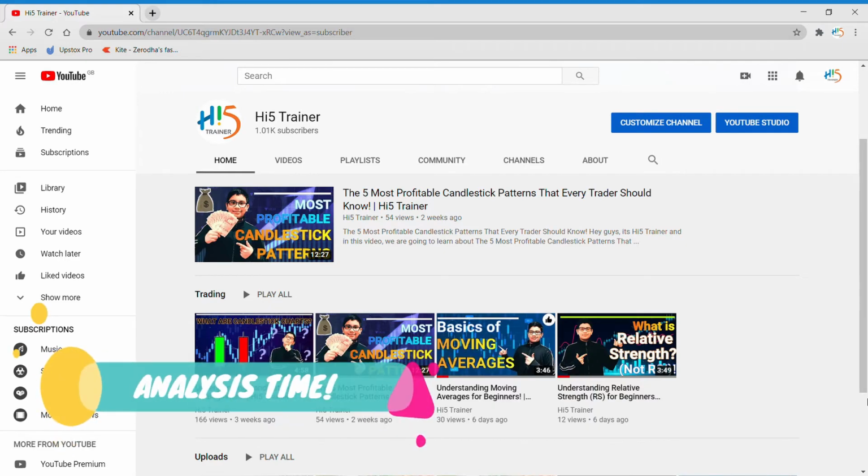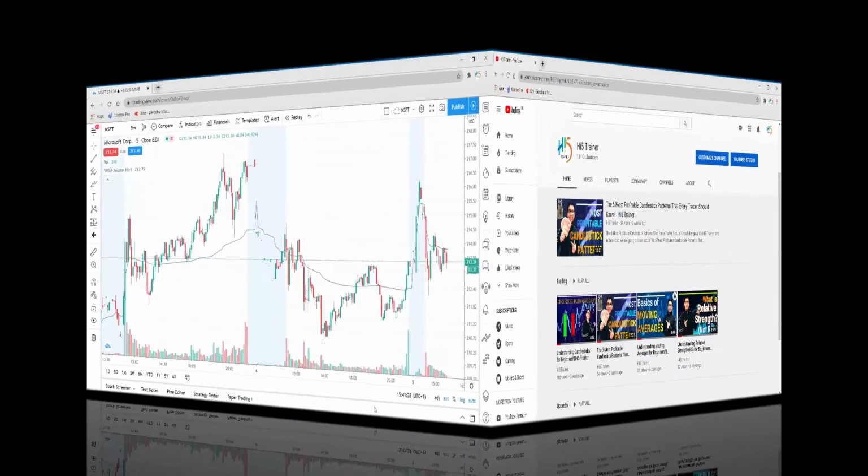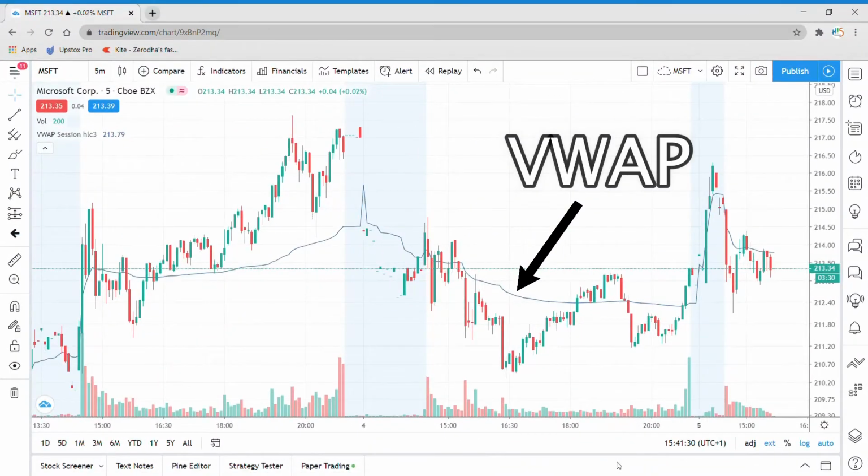Let's take a look at stock charts to understand this further. This is Microsoft's 5-minute chart. You can use any time frame for VWAP as long as it's an intraday time frame.